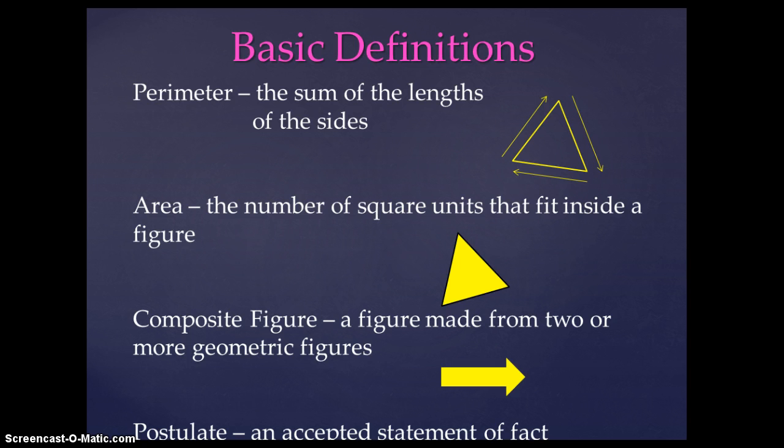A composite figure is just a figure that's made up of two or more geometric figures. So this arrow is an example of a composite figure because it's a rectangle and a triangle. And the last one we may be a little less familiar with, it's a postulate. And a postulate is an accepted statement of fact. And we're going to look at a lot of different postulates throughout our course this year.